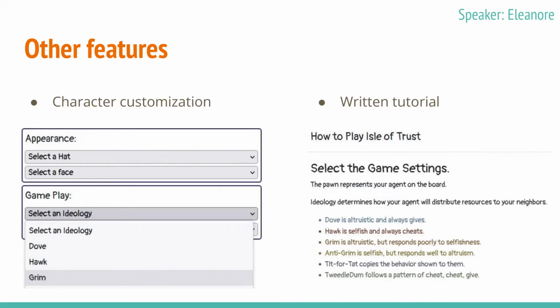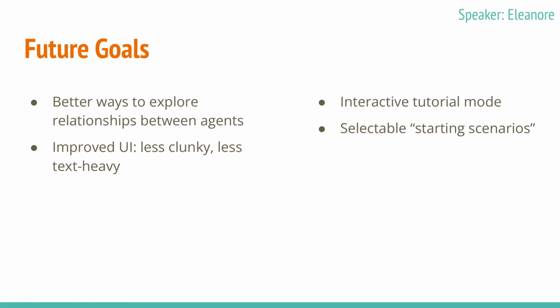Now, in terms of future goals, we would like to have better ways to explore relationships between agents. Right now, it's easy to explore your relationship with your neighbors, but it's not easy to see your neighbor's relationship with their own neighbors. We'd also like to improve the UI. Right now, it's a little clunky and a little text heavy. Ideally, it would be a little bit more intuitive. We would also like to create an interactive tutorial mode. Right now, you have to read the tutorial, but it would be a lot nicer if you could play it instead.